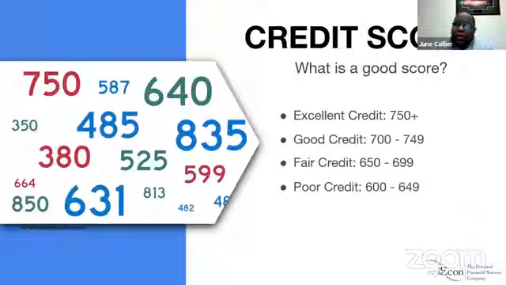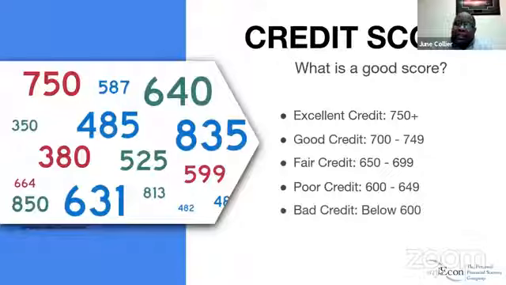Then poor credit. If you're able to get poor credit, this is called subprime lending. This is the highest interest rate that they're going to charge you. And with poor credit, typically you're going to have to put a down payment on something. You're going to have to put some money down. So as you have poor credit, you're paying the highest interest rate.